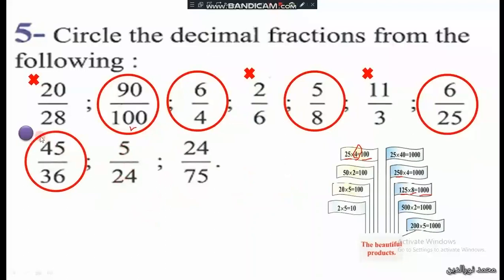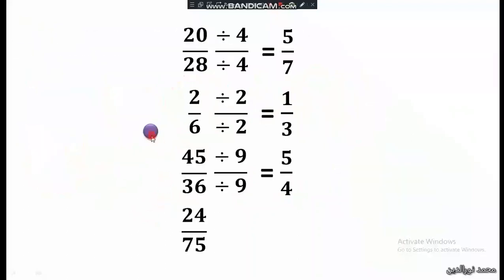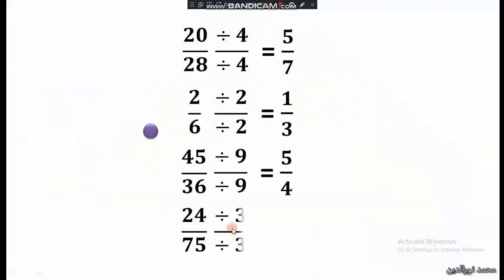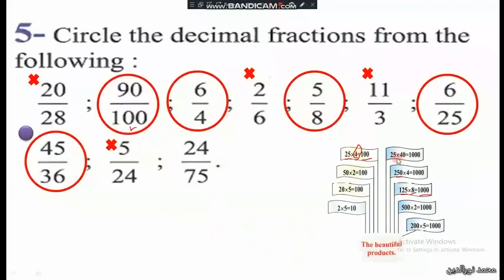5 over 24. There is no common divisor for 5 and 24, and 24 could not be multiplied by another factor to give us a power of 10. So it's not a decimal fraction. 24 over 75, we could divide by 3. 8 over 25, yes, 25 multiplied by 4 gives us 100. So yes, it is a decimal fraction.